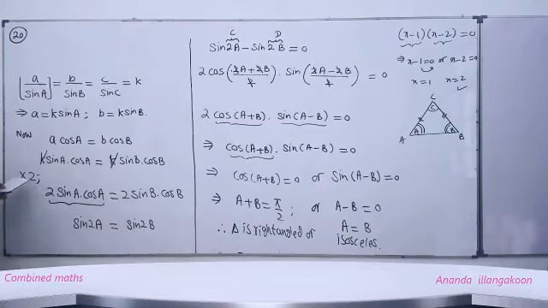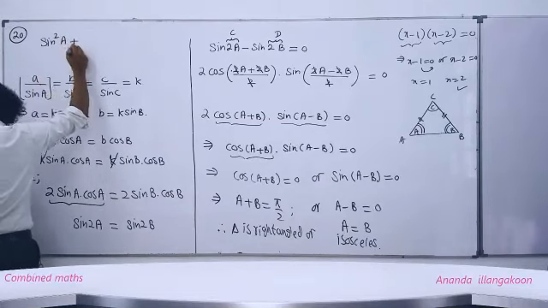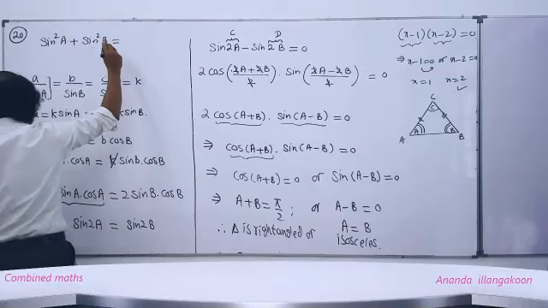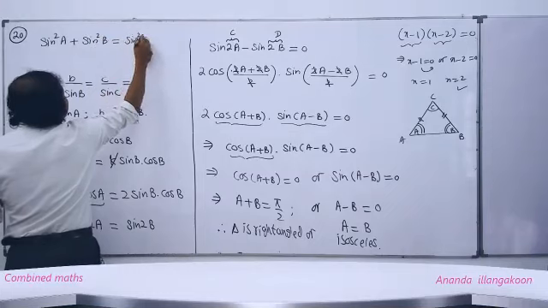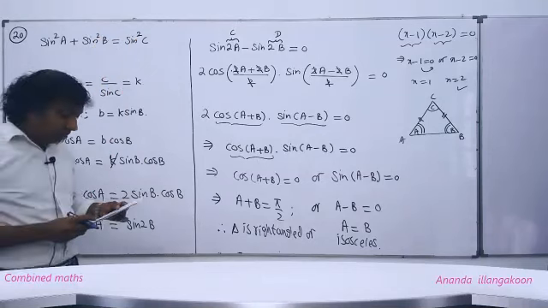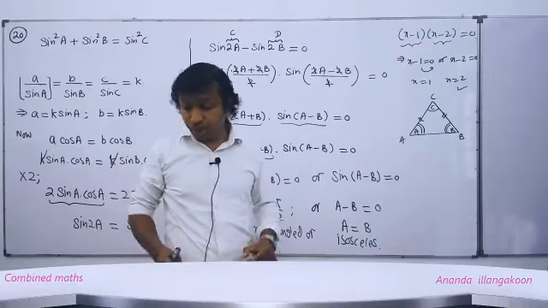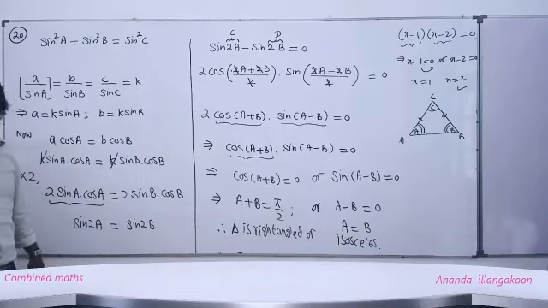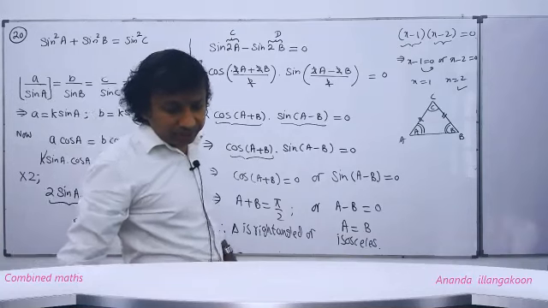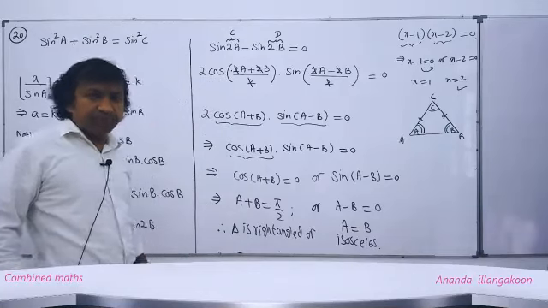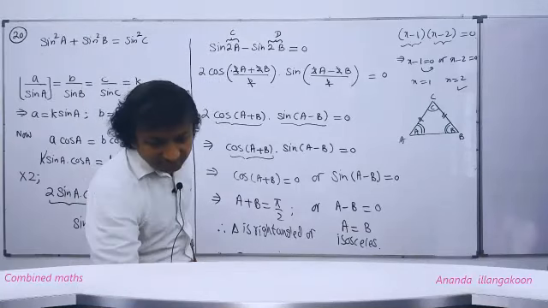In triangle ABC, if sine squared A plus sine squared B is equal to sine squared C, show that the triangle is right angled. Now try to get that out. This is a very easy one, I think.